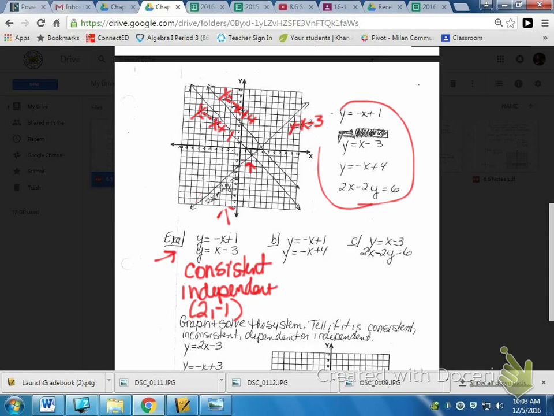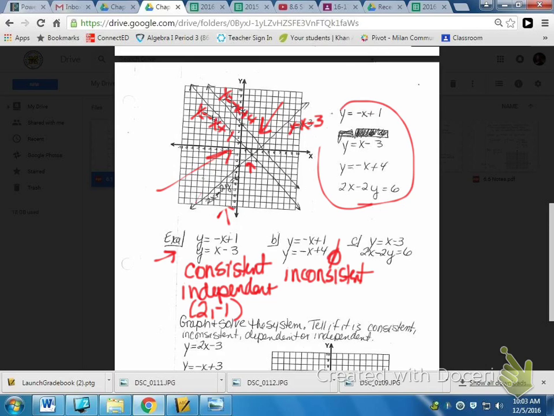All right, so y equals negative x plus 1, so this one here. And y equals negative x plus 4, so this one right here. Do they intersect in one solution, no solution, infinitely many? No solution. So since it's no solution for this one, then is it consistent or inconsistent? Inconsistent. And when it is inconsistent, you don't worry about independent or dependent. And your solution is no solution.